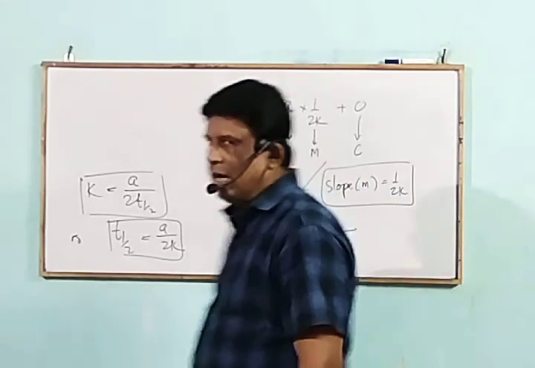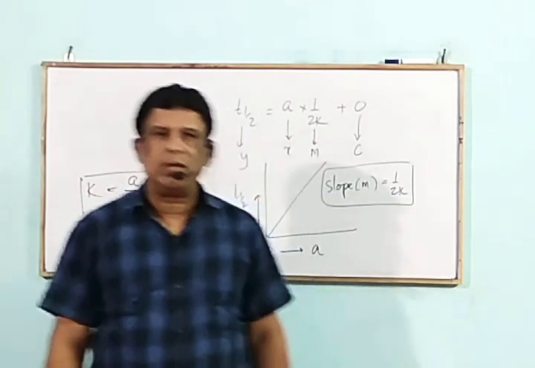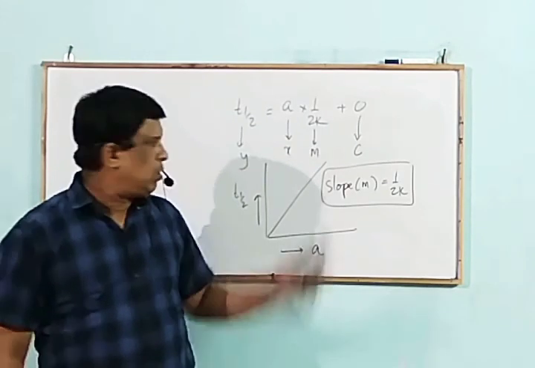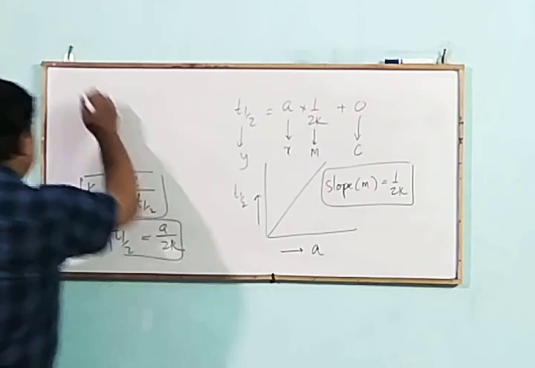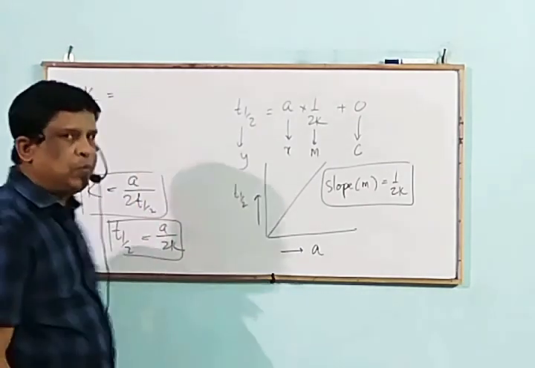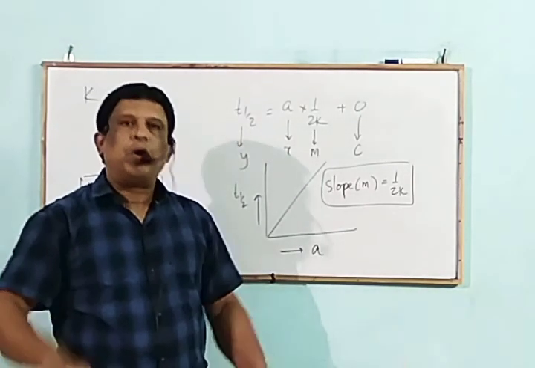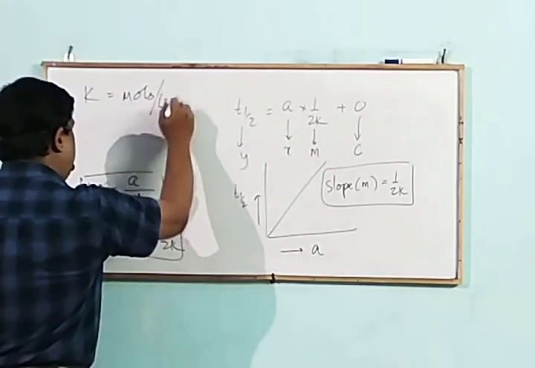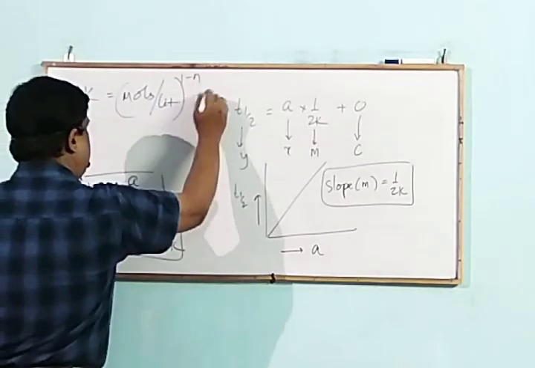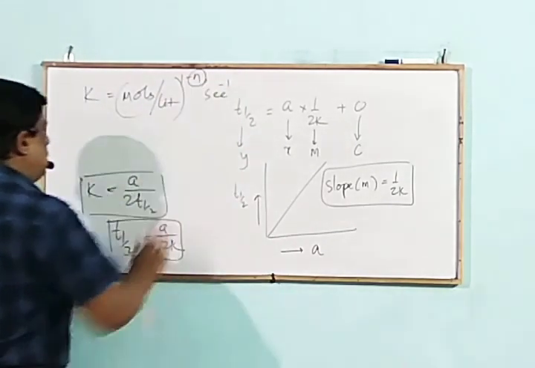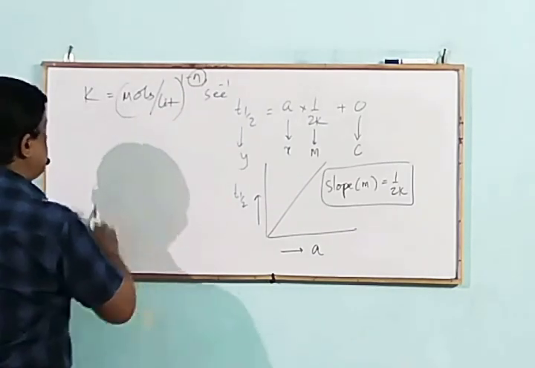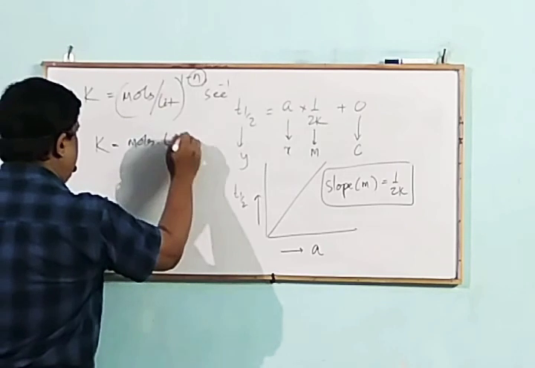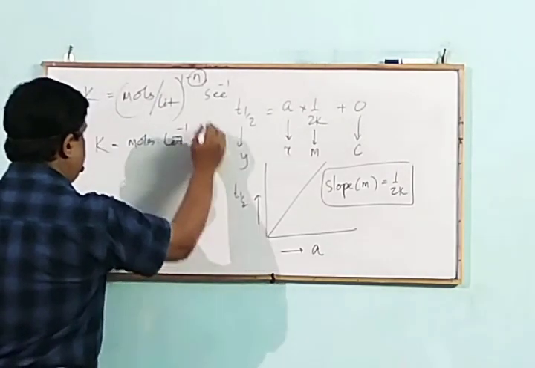These are some mathematical expressions and graphical representations relating to zero order reaction. The last one is the unit of the rate constant for zero order reaction. What is the unit of a rate constant for zero order reaction? We know that for nth order the unit is moles per liter to the power 1 minus n, second inverse. For zero order, n becomes 0. Putting this value, k is equal to moles per liter per second.